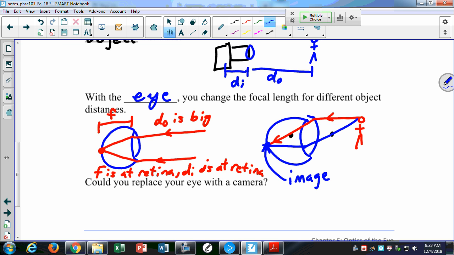Can you replace your eye with a camera? Oh, I think I have a video for that. We're going to skip that, though. But the short answer is no. That camera just can't do the things that the eye does. Mainly changing the focal length, but then some other really cool things the eye does. If we have time, we might come back to that.